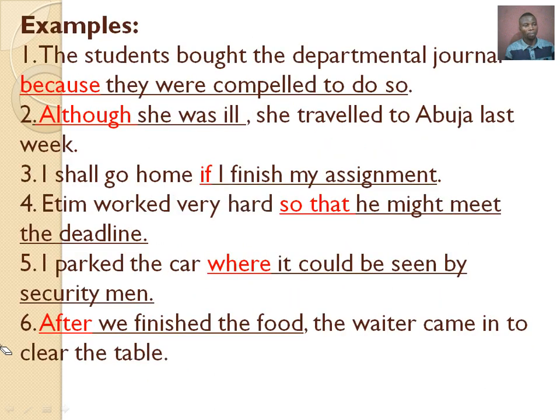Now let's consider some examples. The students bought the departmental journal because they were compelled to do so. I have underlined part and I have written some of the words in red color. The parts written in red color are the words that introduce adverbial clauses, while the complete part underlined are the adverbial clauses. So you are going to pause this video and provide the types of adverbial clauses as underlined on the screen.